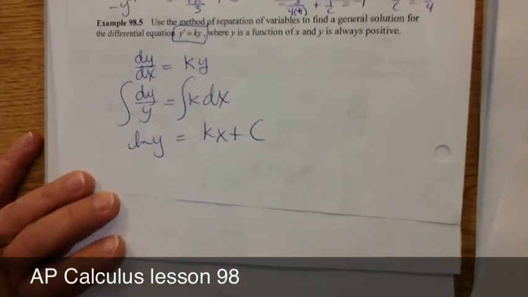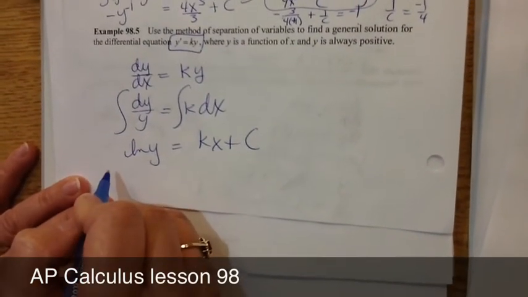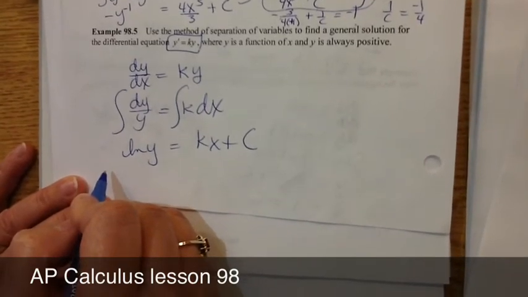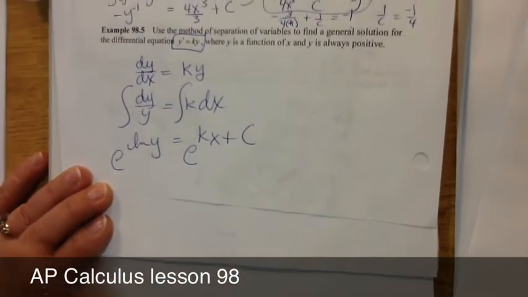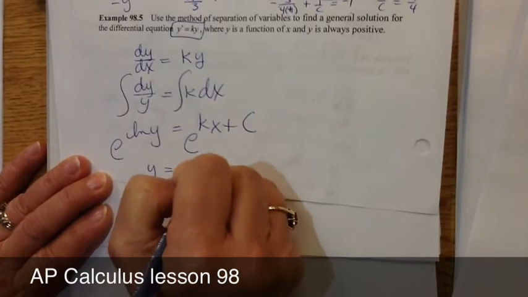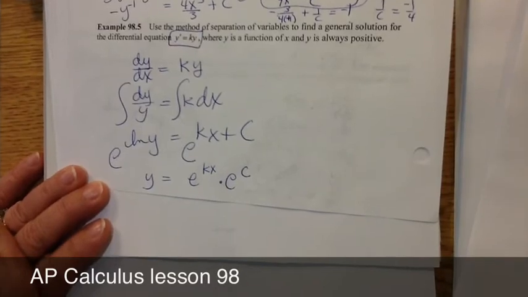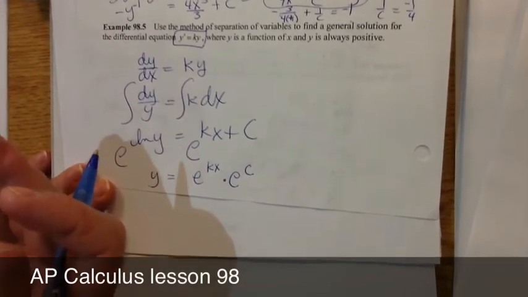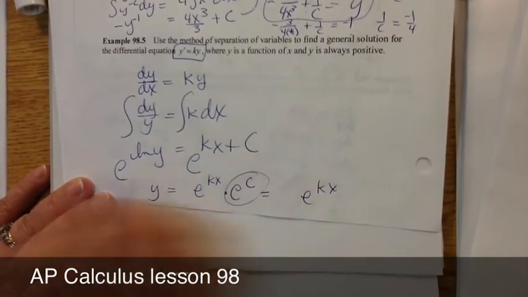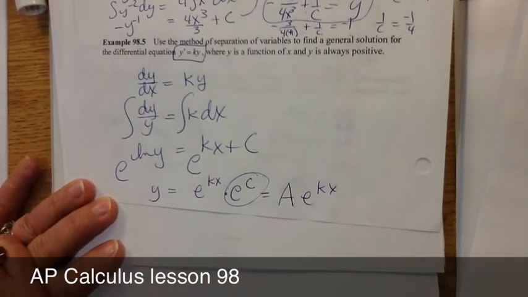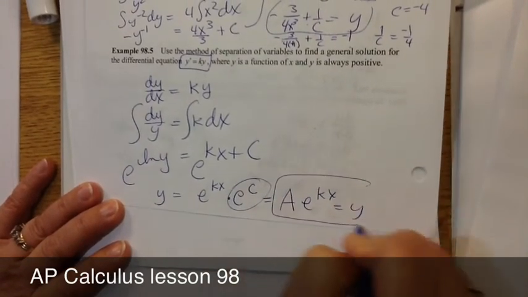Now how do I get rid of this natural log? Take the derivative? How about exponentiate? Oh yeah. So now this gets to be y equals e to the kx times e to the c. e is a constant raised to a constant. So if I have this, I've got e to the kx. This is just a constant. Could I just call it a? Sure. Why not? Now here's my equation.